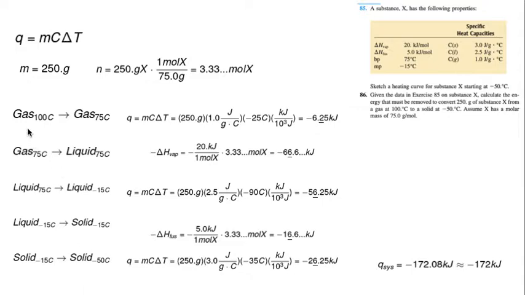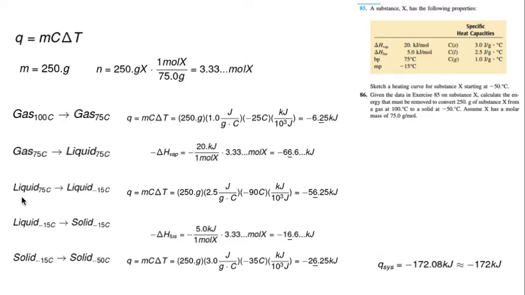distinctly the state you're beginning in and the temperature. So we're beginning with a gas at 100 degrees Celsius, and of course the boiling point is 75 degrees Celsius. So I'm going to say we're going to go from the gas at 100 degrees Celsius to the gas state at 75 degrees Celsius. Now, at that boiling point, there is a phase change in which the gas at 75 degrees Celsius will become a liquid at 75 degrees Celsius. And then we continue from there.